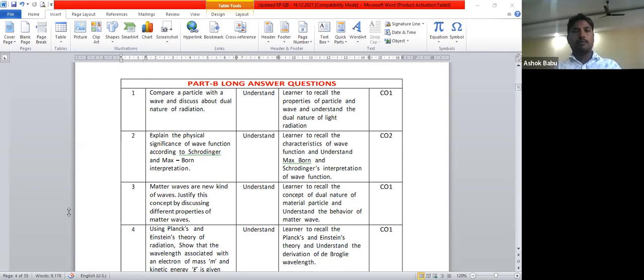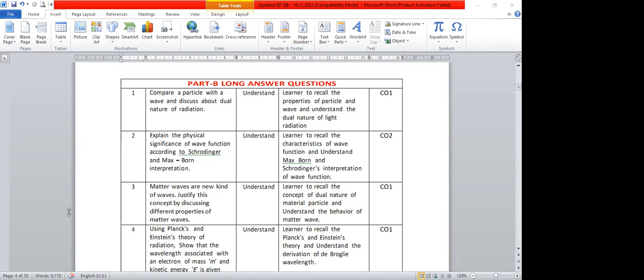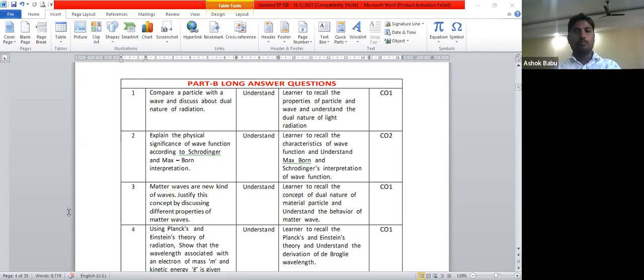So what is the normalization condition? The integral of modulus of psi square dx equals 1, if the particle is present, in one dimension, from minus infinity to plus infinity. Actually, the wave function is not a physical quantity. It has no direct physical meaning. It is a complex quantity, which means it represents both particle nature as well as wave nature.